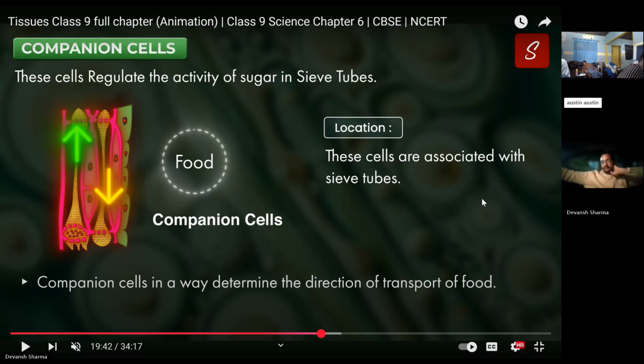Second function of companion cell: it regulates the level of sugar in the sieve tube, particularly. Underline the sieve tube.